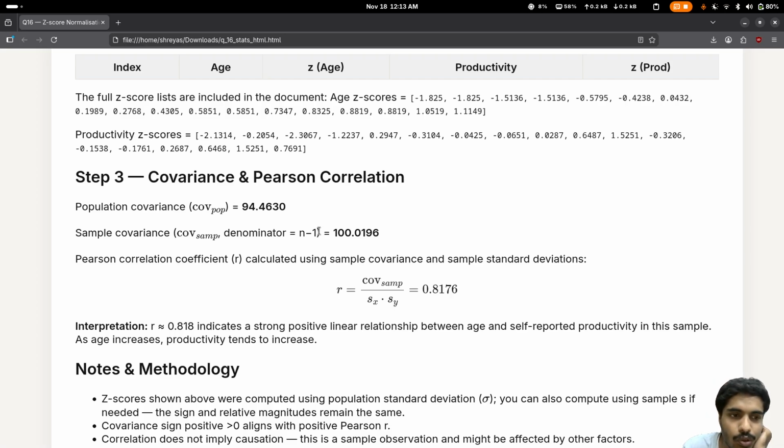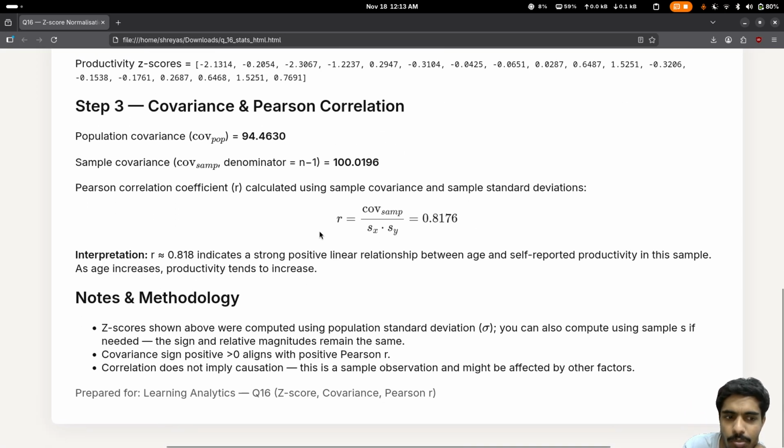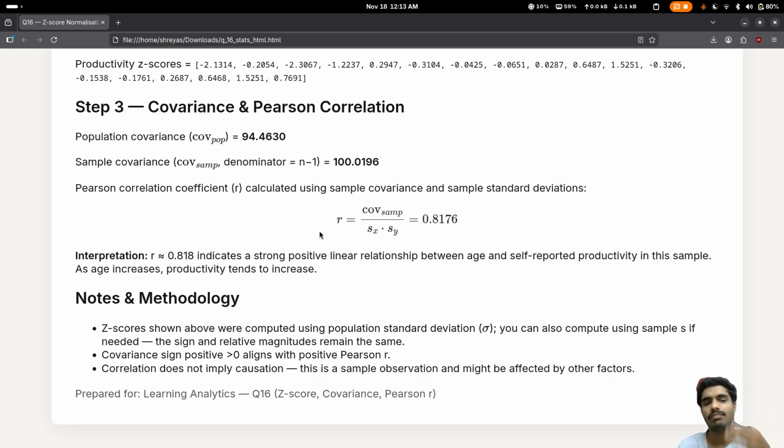The overall population covariance comes to be 94.4630, and the sample covariance comes to be 100. The Pearson correlation is basically the formula: covariance of sample divided by sx times sy, which gives us a value of roughly 0.8. So the 0.8 clearly confirms that as the age increases, the productivity too increases, right?